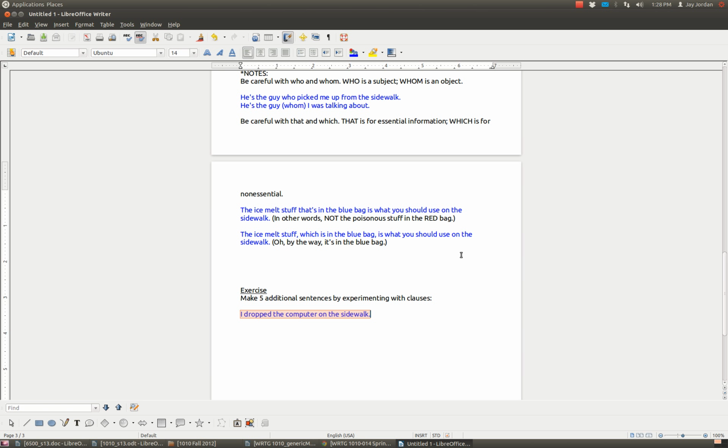But I want you to modify this sentence. Make 5 additional sentences based on this sentence by experimenting with clauses. And what I mean by that is primarily maybe adding some subordinate clauses, whether they are adverbial or adjective clauses or whether they are noun clauses. You can also feel free to change the wording of the main clause, but I want to see 5 additional sentences that show some different sentence structures based on this mini lecture.